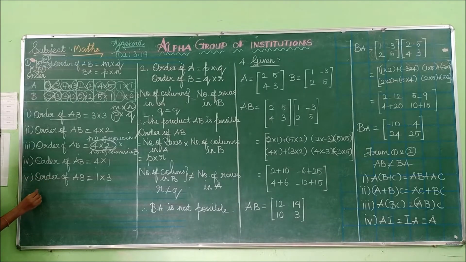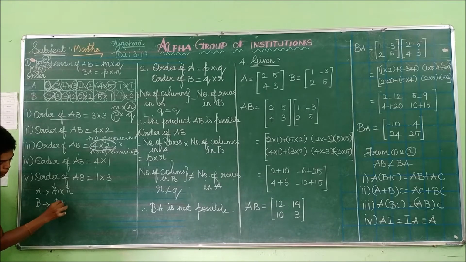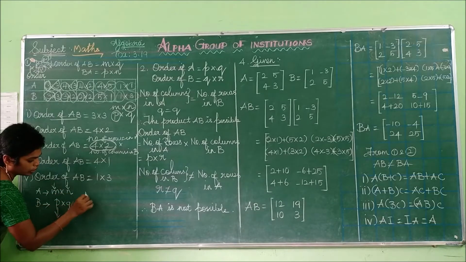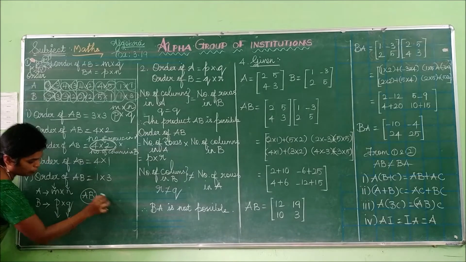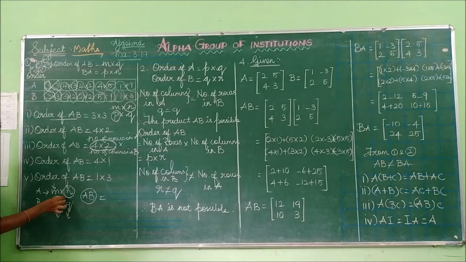So listen here carefully. For order of AB, you have to first check the value m cross n, that means number of rows in first matrix, number of columns in first matrix. Then take the B, which is of order P cross Q: number of rows in second matrix, number of columns in second matrix. So to write the order of AB, you have to check the number of columns in the first matrix is equal to number of rows in the second matrix. If it is equal, you can cross and write this value.